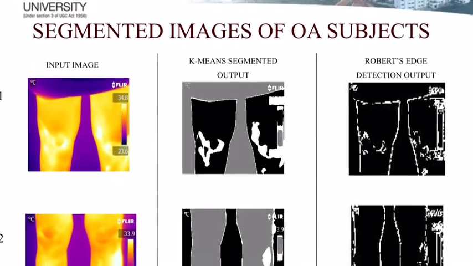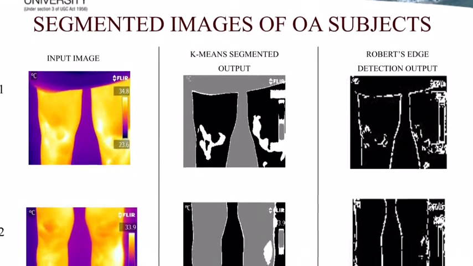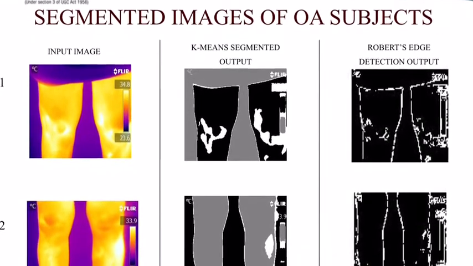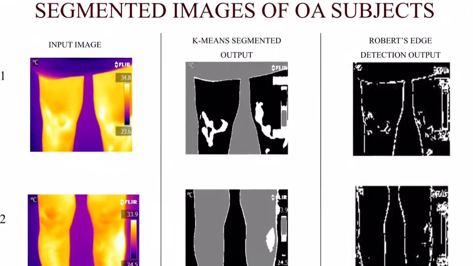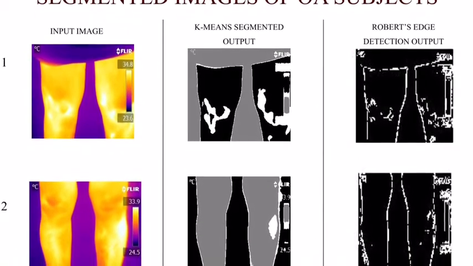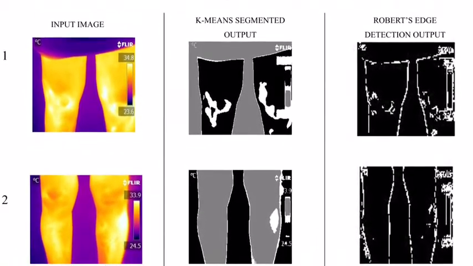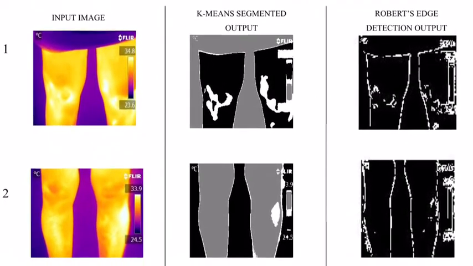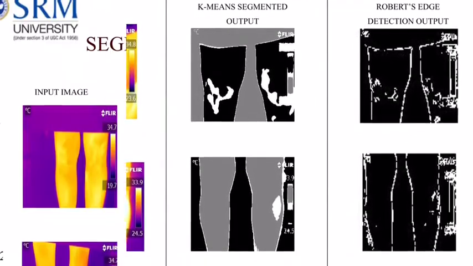Both the K-means clustering algorithm output and the Roberts edge detection algorithm output of the osteoarthritic patient's thermal images can be seen here. The regions where there are abrupt changes in temperature in the thermal images are segmented and shown distinctly in the output images.